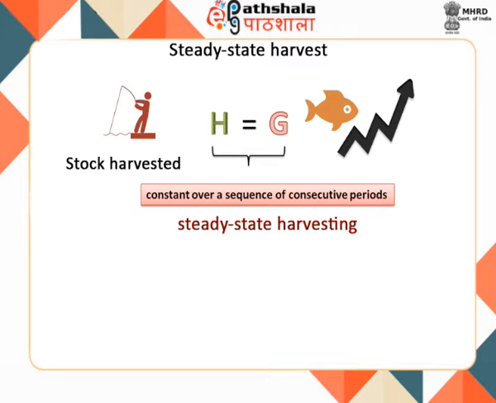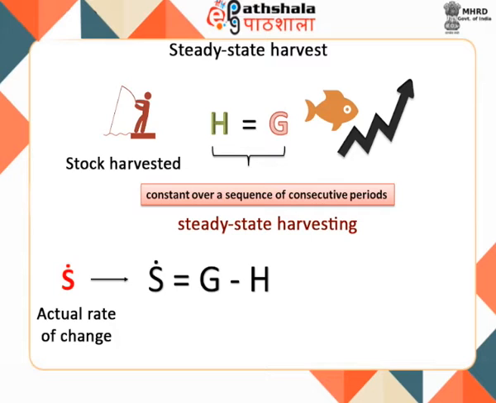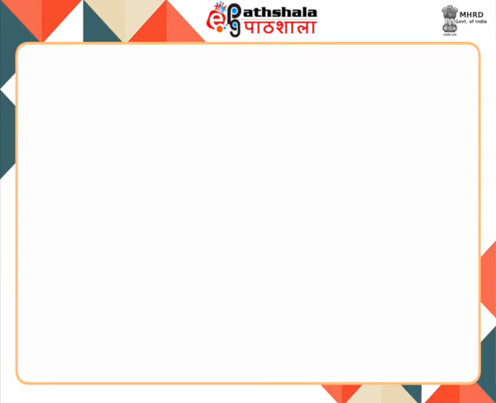Using the notations described earlier, S dot being the actual rate of change of the renewable resource stock, S dot equals net natural growth of the resource minus the stock being harvested. A steady state harvesting is denoted S dot equals 0, and so the resource stock remains constant over time. Let's now look at two different steady state harvests.